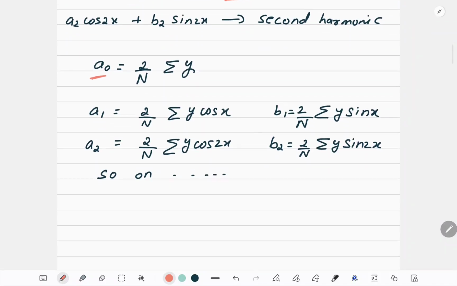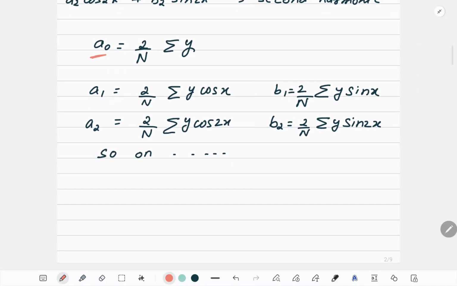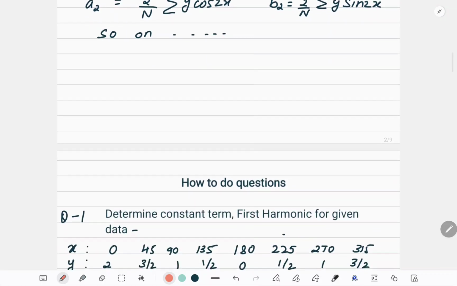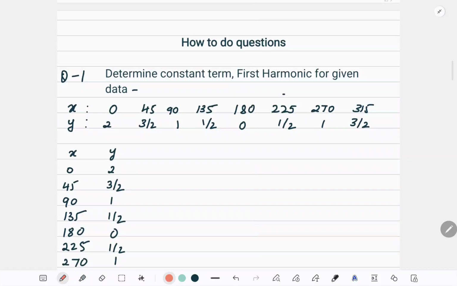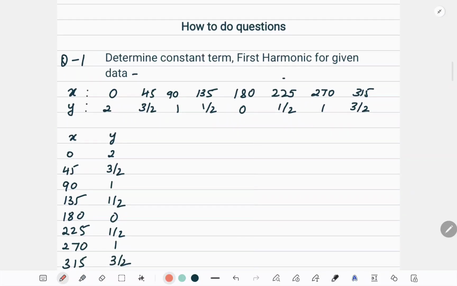Now, how to do it in a question? That is the main thing you need to understand. If you understand one question carefully, you can do all the questions. Now, let us start with the first question. See what the question is: determine the constant term, which means a0 by 2, and the first harmonic for the given data. First harmonic means a1 cos x plus b1 sin x. Okay, that is there in my mind.